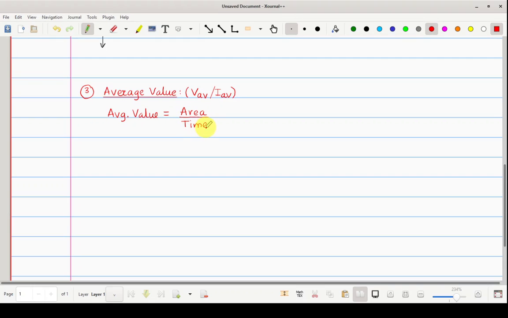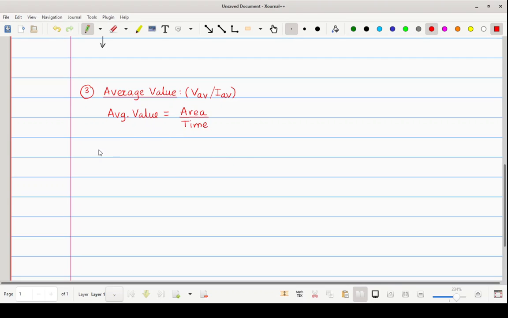Now your waveform can be a symmetrical waveform, just like the sine wave we have seen, which has equal positive half cycle and negative half cycle. Or sometimes it may not be the case. Suppose you have a half wave rectifier output: you get a positive half cycle, then no negative half cycle, then again a positive half cycle. Or if you take the output of a full wave rectifier, it has a positive half cycle and then the negative half cycle is converted into a positive half cycle. In such cases you can use this average value.